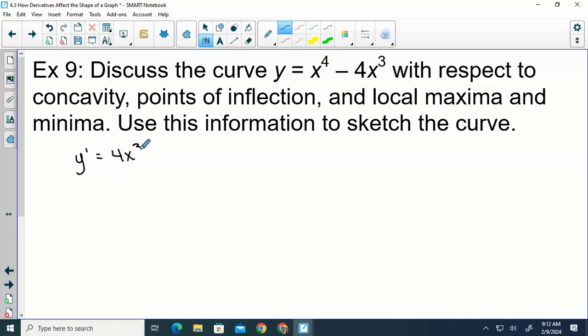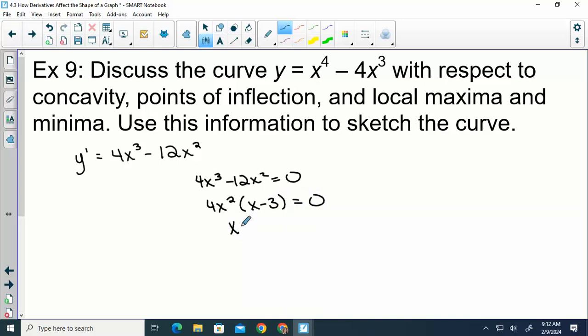So that would be 4x cubed minus 12x squared. Okay, if I'm going to find maxes and mins, what do I need to do right now? Right, find our critical points, anywhere this is 0 or undefined. So if I set this equal to 0, take out a 4x squared, we get x equals 0 and 3. Those are my critical points.